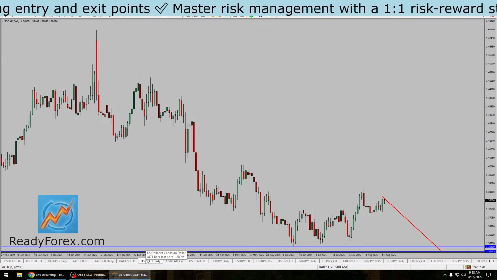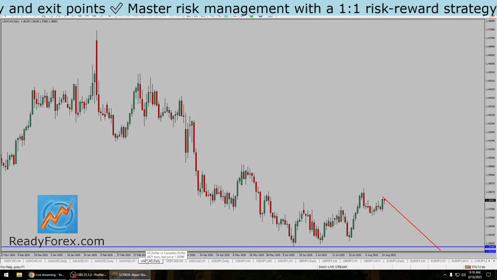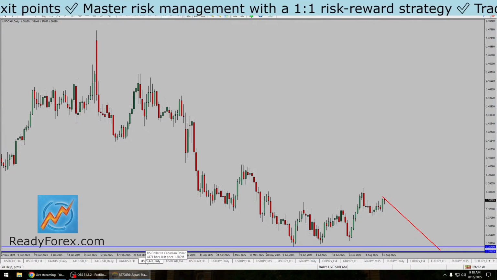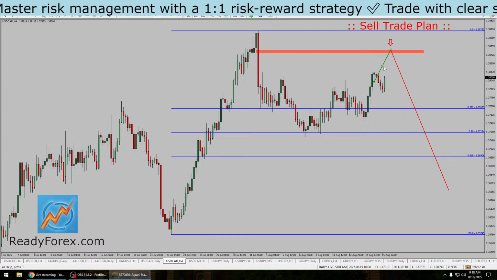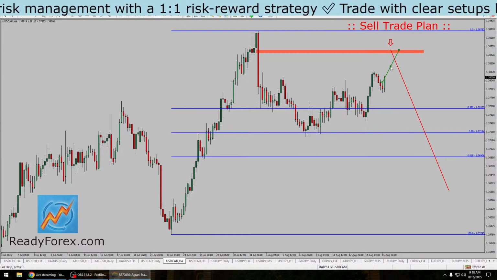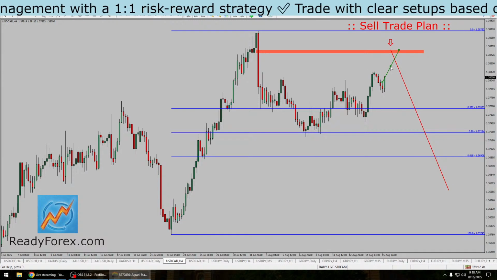So USDCAD, it's trying to rise up over here. That's the way how I see. And I think USD is going to rise up more. It's not going to stop.